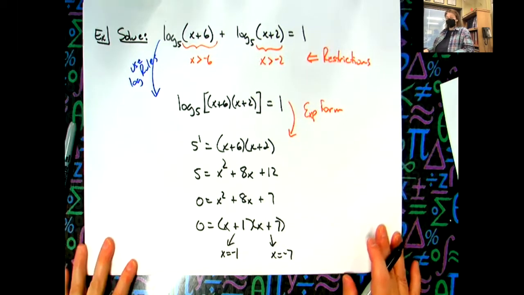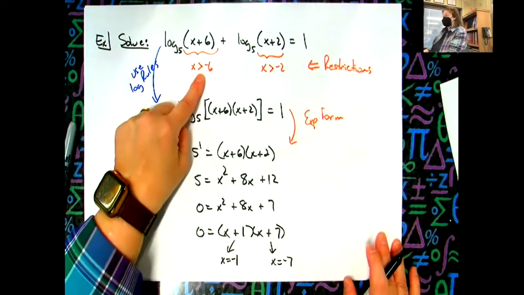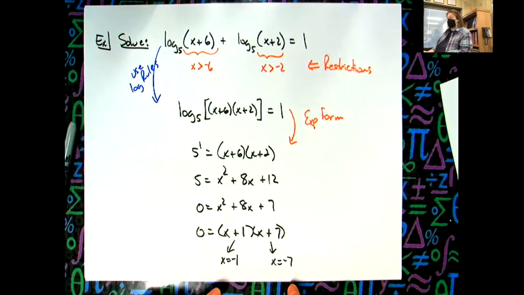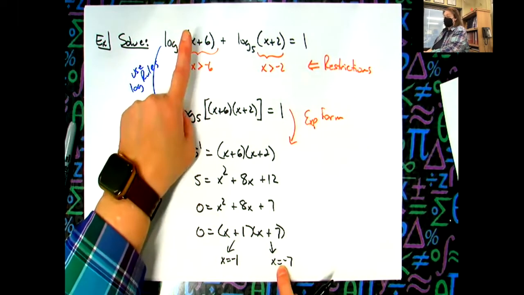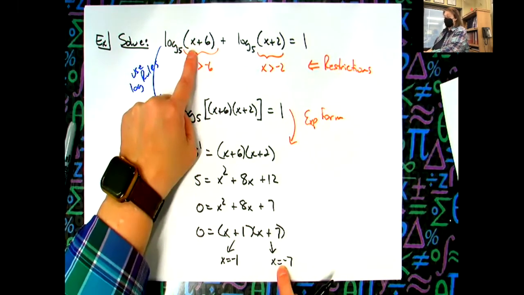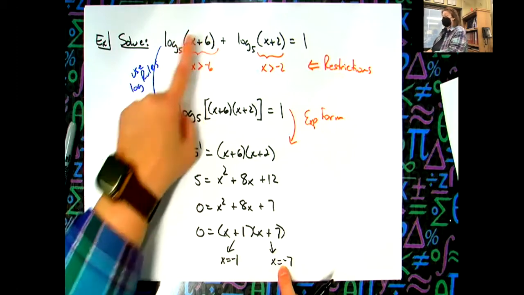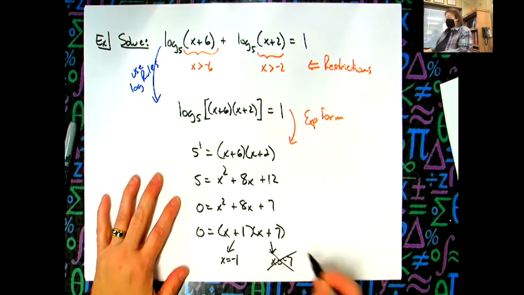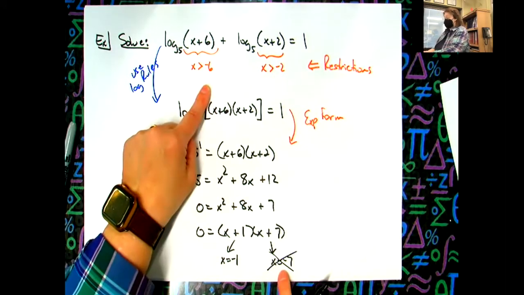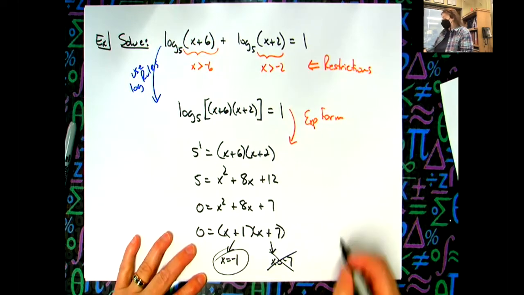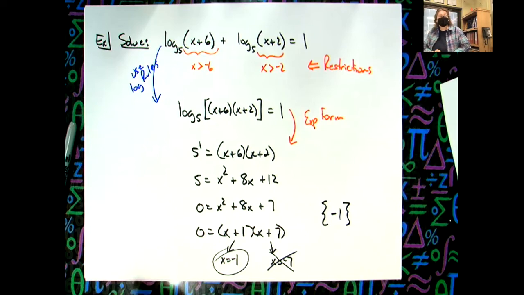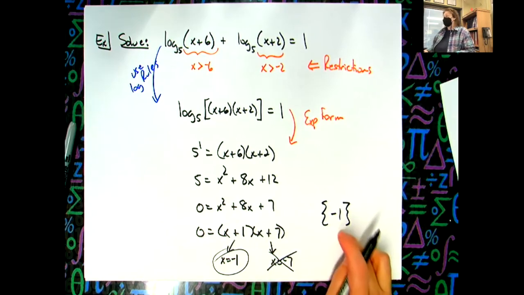But I said up here x has to be greater than -6 and greater than -2. Which one of those do I need to throw out? The -7, because if I plug a -7 in here, -7 plus 6 gives me a -1. That would make me try to take the log of a negative number, and I can't do it. So I can look at my restrictions, and I can tell I need to throw this out, which means then my only answer in set notation is like that. X equals -1 if you're writing it in that form. Here, if you're writing it in set notation.